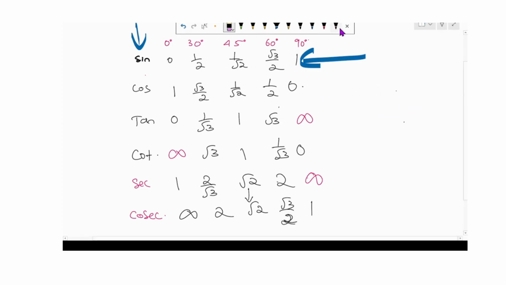Or forget about the formula. When it comes to value, just the reciprocal of this. How do you find sec value? It is the reciprocal of cos.